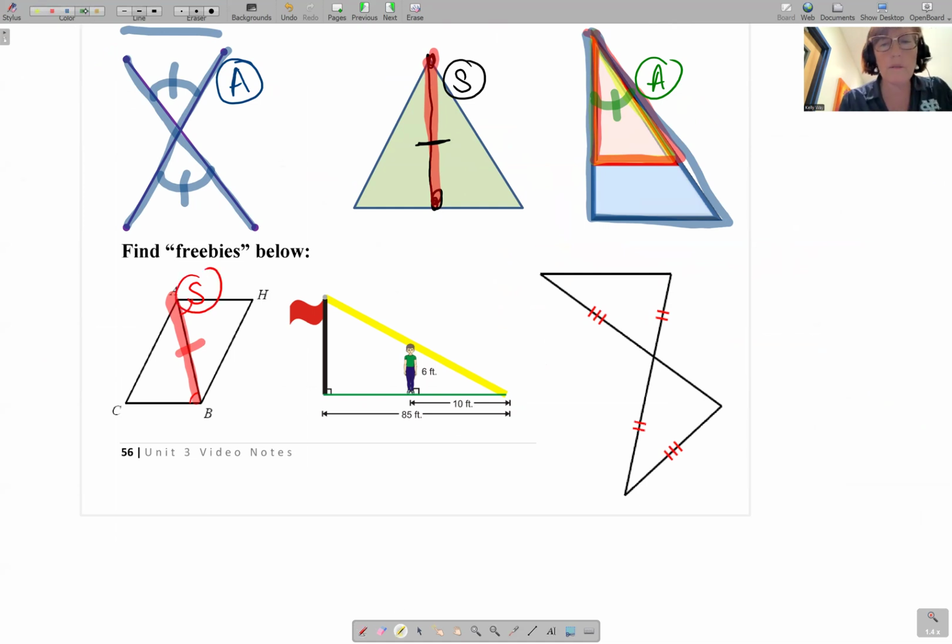Here, these 2 triangles share that angle right there. Let me just trace them. See, you have one triangle overlapping with another. They exactly share that angle. Hatch mark, A for angle.